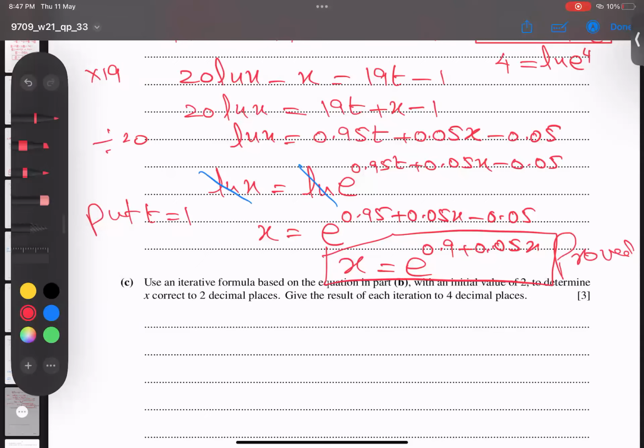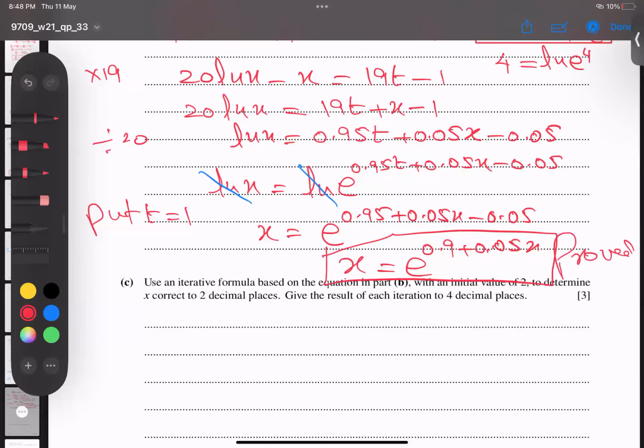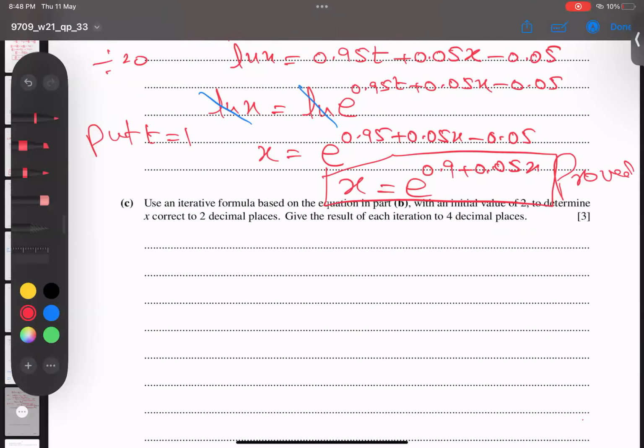And let's go for the next question. And what is the next question we have? Next part, sorry. Use iterative formula based on formula in part B. It means this part, okay? And he said initial value given by him.